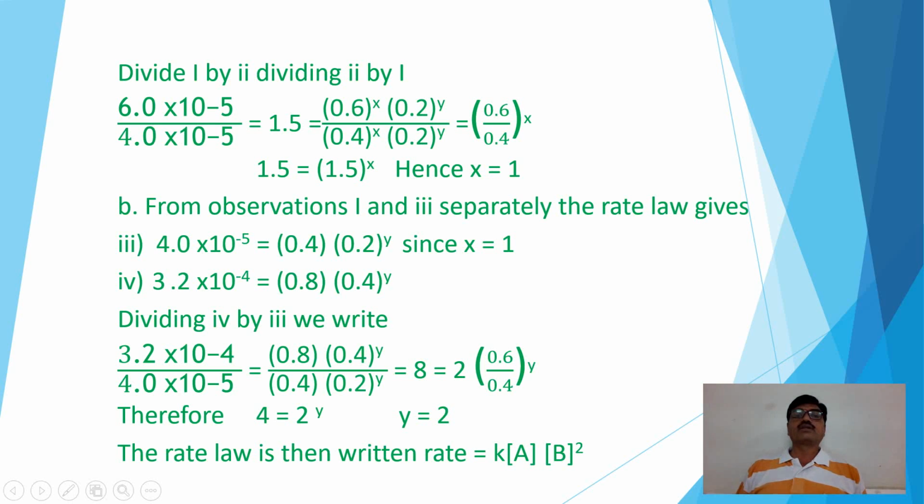See, from observations first and third, which are given in the table, separately the rate law gives, see, the rates are given, the concentrations are given, let us call it R3, the rate, and these are the concentrations. Now here the value of X which we have found is 1, so the exponent X is not taken here, since X is equal to 1. Y we have to determine.